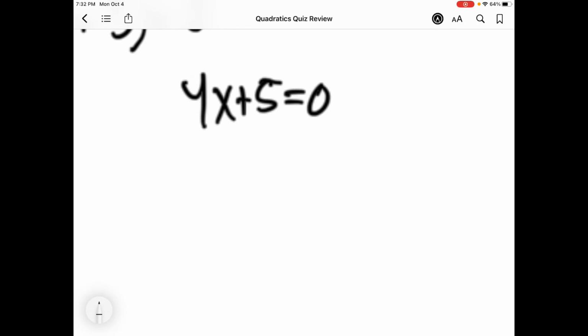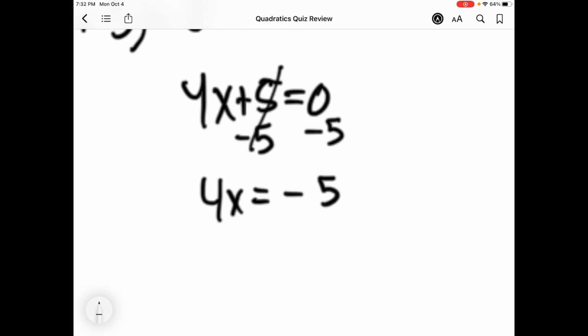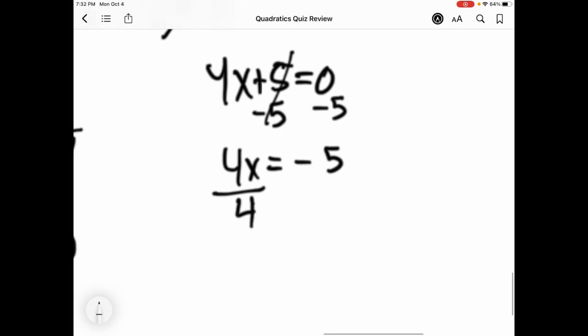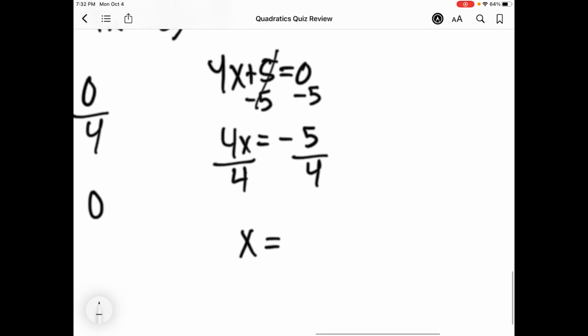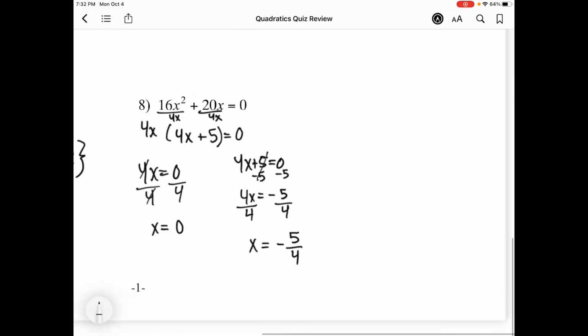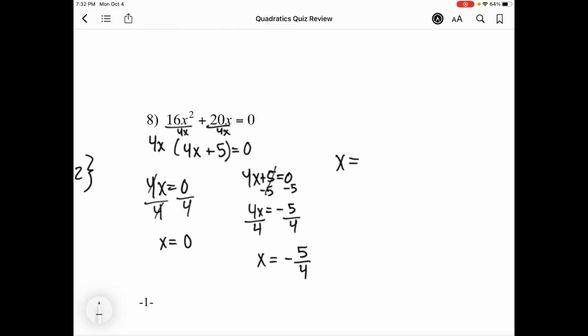For the second solution, we have 4x plus 5. First, I'm going to subtract 5 from both sides, right? I'm slowly working towards isolating x. So I get 4x equals, and then 0 minus 5 is negative 5. Divide both sides by 4. And we're going to leave that as a fraction, right? I can't divide 5 evenly by 4, so my answer is going to be negative 5 over 4. So x equals 0 and negative 5 over 4. That is the points where the parabola crosses the x-axis.